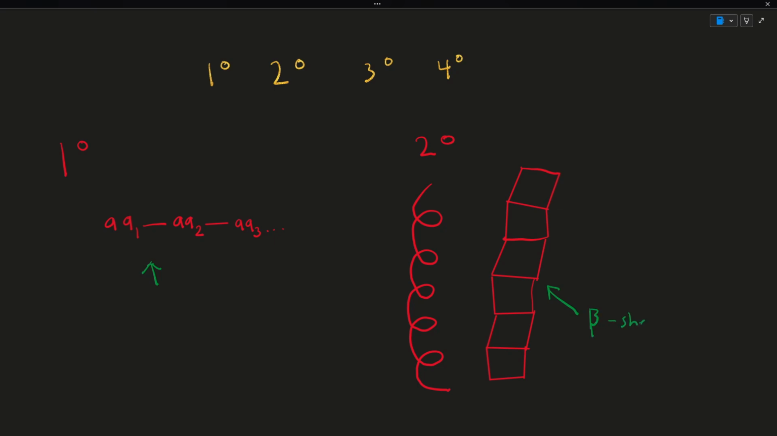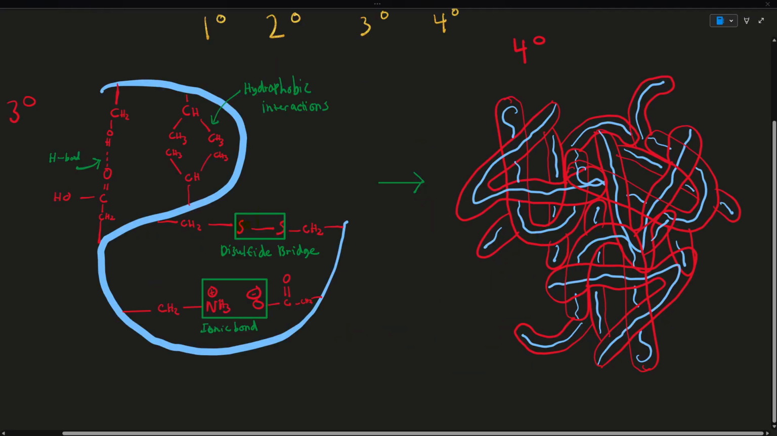So here you have the beta sheet, and then you have the alpha helix right here, describing the secondary structure for proteins. Now next, let's talk about the tertiary and quaternary structures. I know this looks like a lot, but I'm going to break it down one by one.